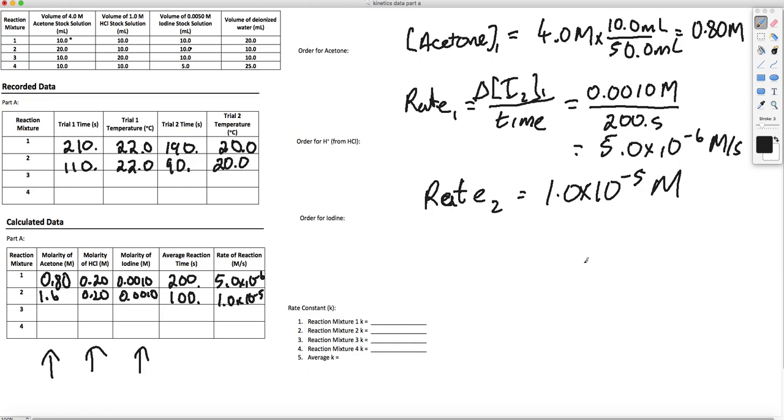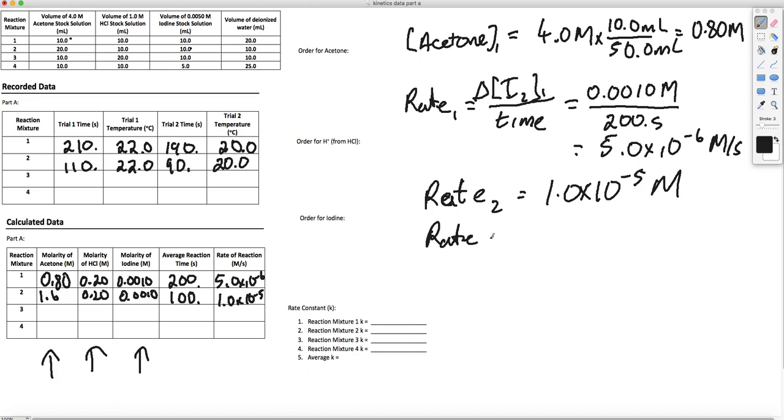So that's how I'm going to get the rates, and now I need to get the orders. I'm going to get the order with respect to acetone first, and the way I do that is to compare rate 1 and rate 2. If you look closely at the concentrations here, we've got 0.8 and 1.6, 0.2 and 0.2, 0.0010 and 0.0010. So all these concentrations are going to be the same, and this one is the one that's different, the molarity of the acetone. That allows us to determine the order with respect to the acetone.